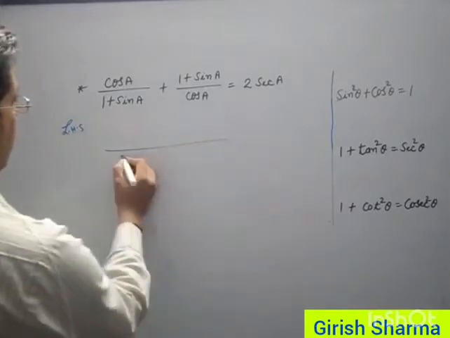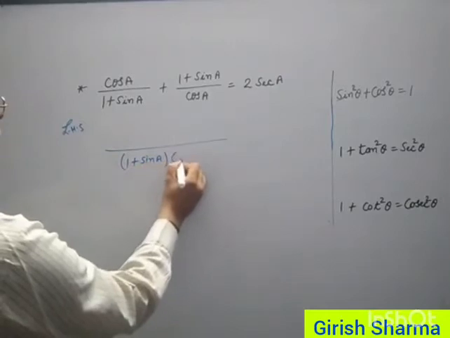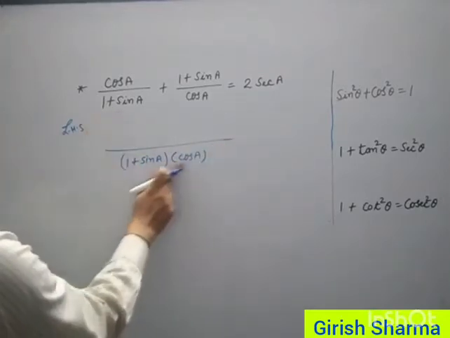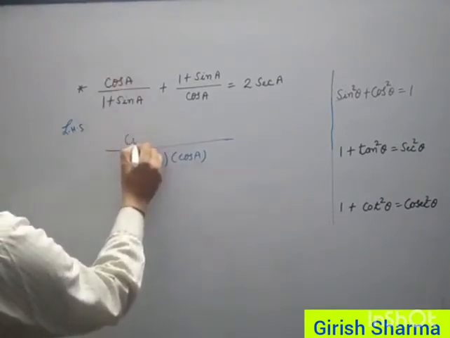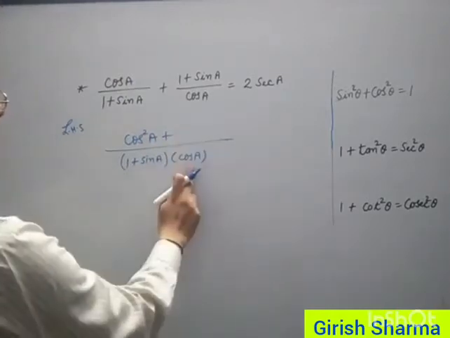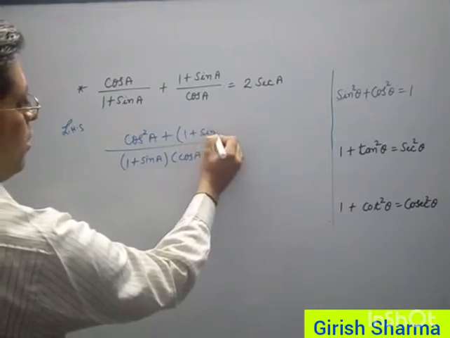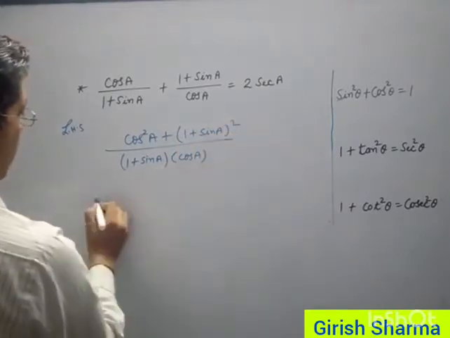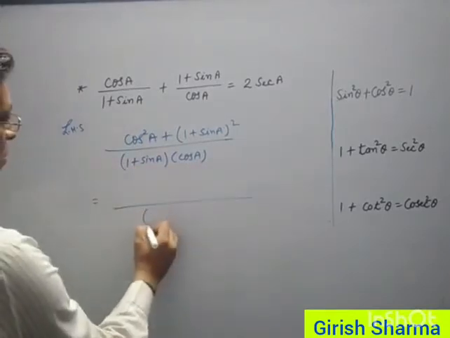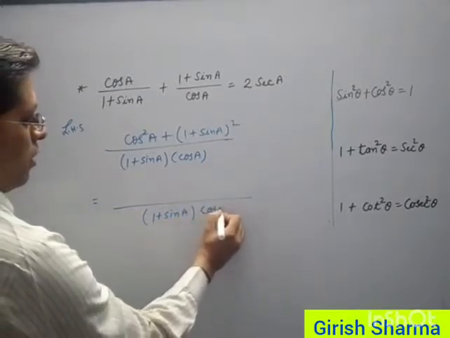See, what is LHS? LCM: 1 plus sin A into cos A, this is the LCM of it. Now see, 1 plus sin A divided by it, then this into this will be cos square A. Okay, this will cut, this is remaining. This will be 1 plus sin A whole square. So what to do here? Denominator will be as it is, 1 plus sin A into cos A.